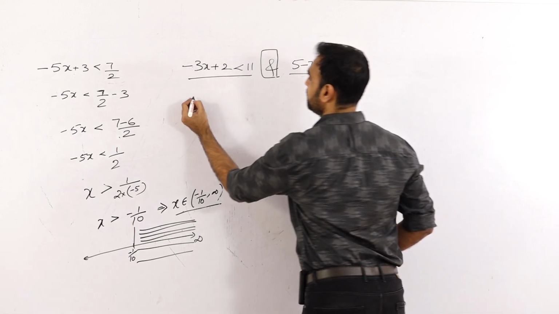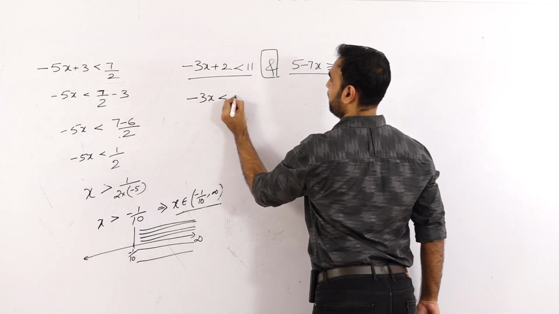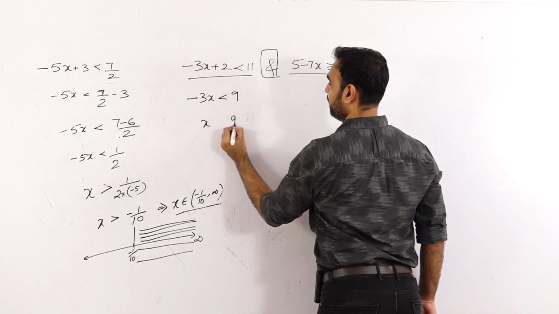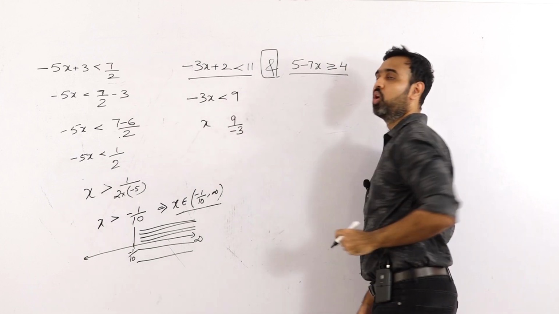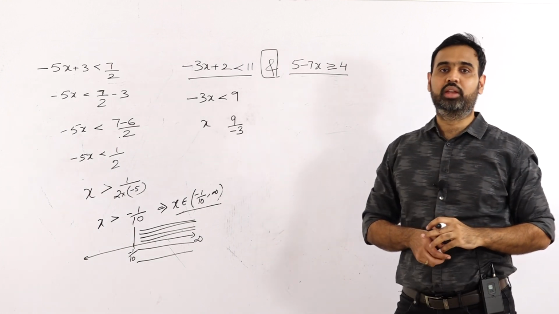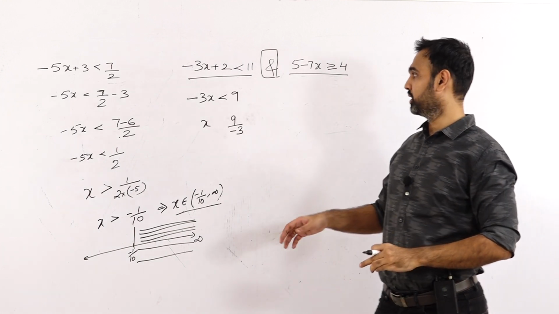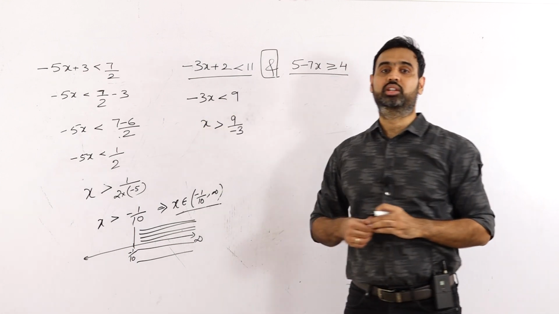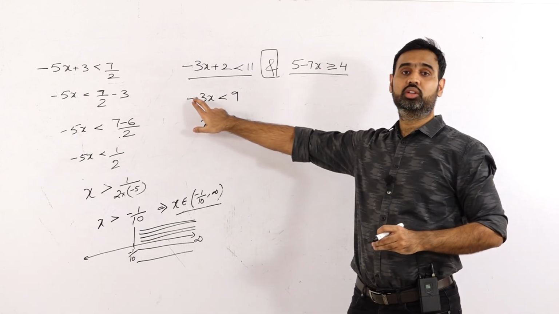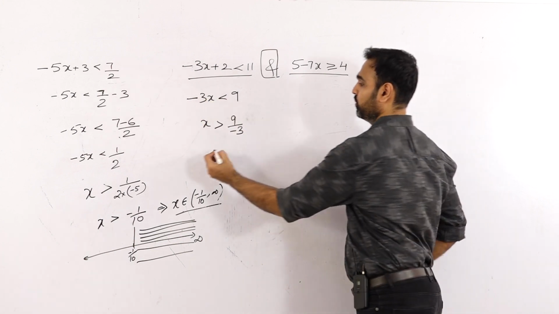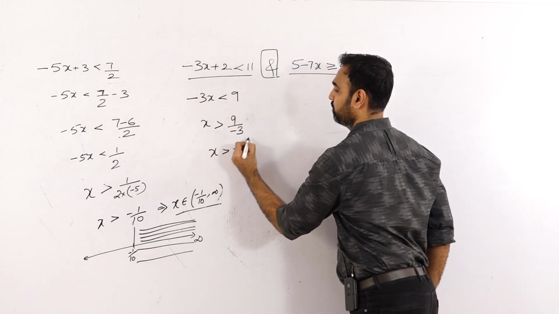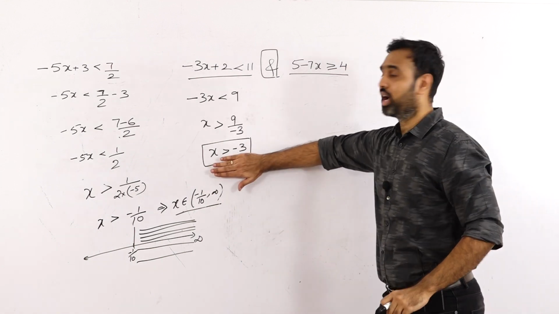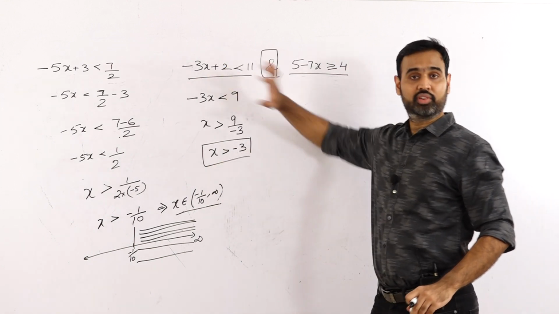Let's see what happens. Minus 3x less than 11 minus 2, 9. So x will be what? Greater than or less than 9 by minus 3? What should we consider here? So x obviously would become greater than 9 by minus 3. The inequality will reverse because you are shifting a negative value to the other side, which means x is greater than minus 3. This is the value of x which we are getting by solving the first inequation.